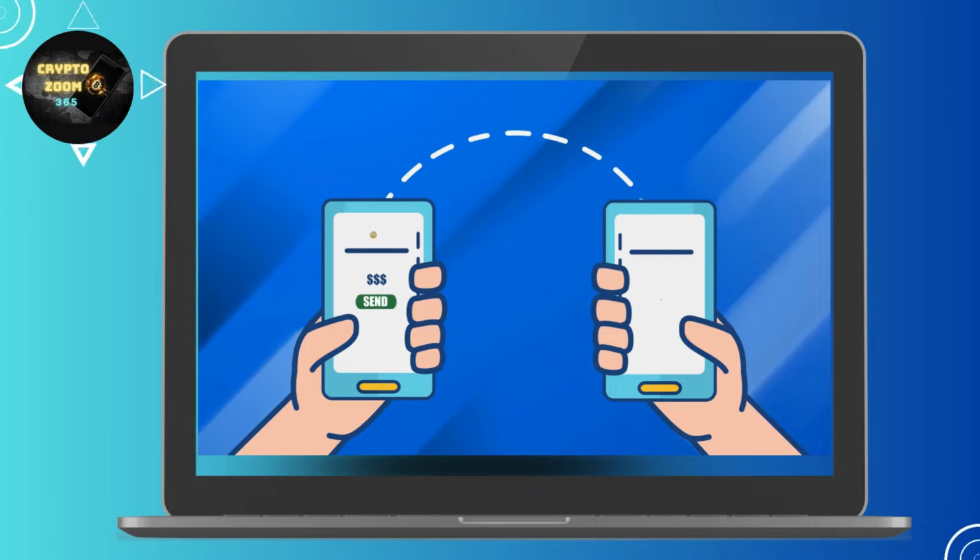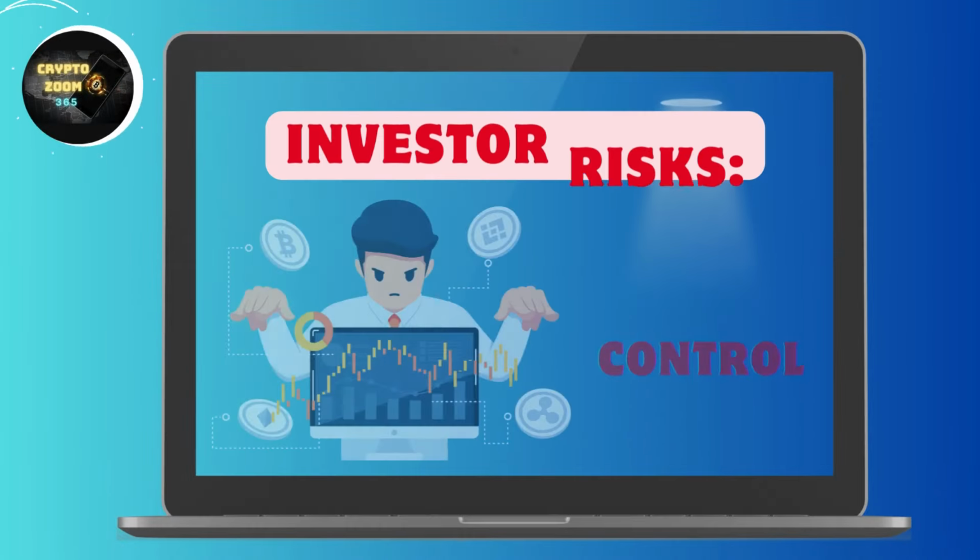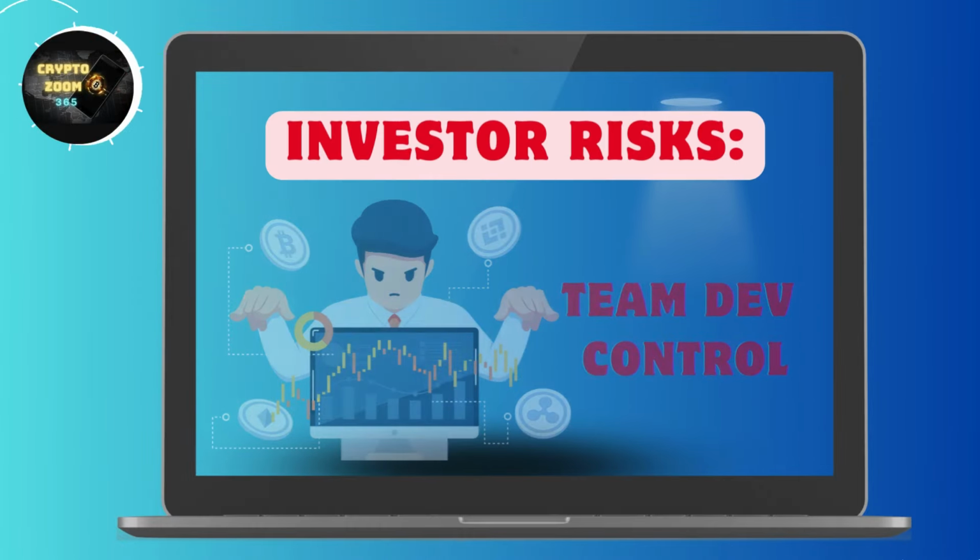Forwards actions to the underlying logic contract, enabling seamless updates without disrupting user experience. Investor risks: this system centralizes control with the development team, who can make changes without broad consensus. Such centralization can lead to abuse and manipulation, posing risks to investors. Despite their utility for efficient updates, proxy contracts need careful scrutiny to ensure they adhere to blockchain's decentralized ethos.